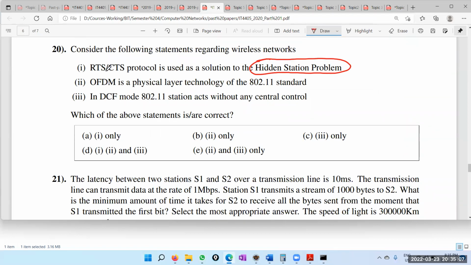Yeah, request to send, clear to send. Actually, it is not a protocol. Those are frames, the frames they use. But anyway, they have considered it as a protocol as well. RTS and CTS protocol is used as a solution to the hidden station problem. I don't feel like they are protocols. They are just different types of frames.